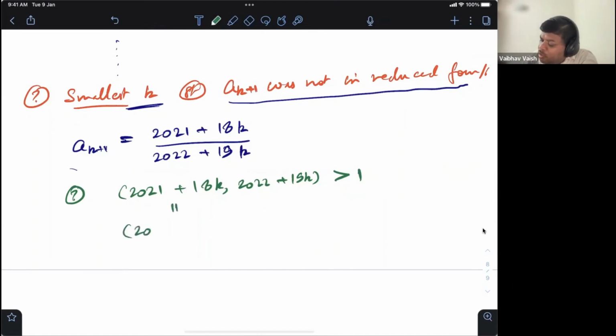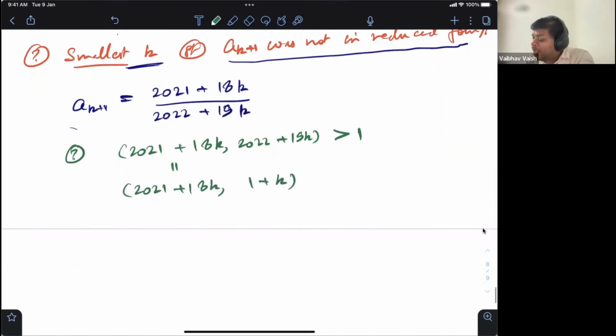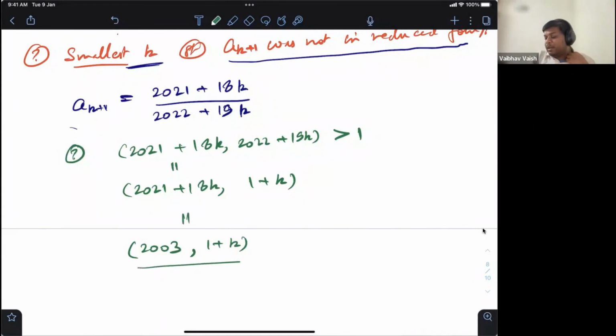So this is 2021 plus 18K. I subtract this here. So I get 1 plus K. Okay, is that correct? Yeah, I get 1 plus K. Now I take 18 times this and subtract. So I get 2021 minus 18, which is 2003, I believe. Yeah, is that correct? Yeah. And K has cancelled off. So you get 1 plus K. So this GCD is same as GCD of 2003 and 1 plus K.